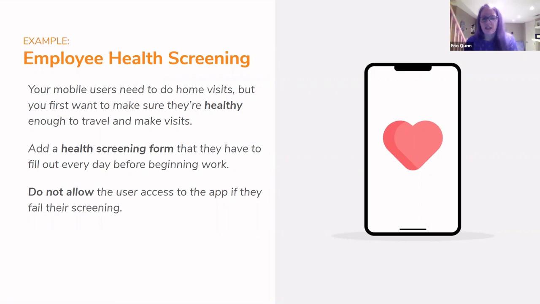So your mobile users need to do home visits, but you want to make sure they're healthy enough to travel and make visits. This could also be if you're just wanting them to return to the office more generally. So you're going to add a health screening form that they have to fill out every day before they begin their work. And again, you do not want to allow the user access to the application if they fail their screening.